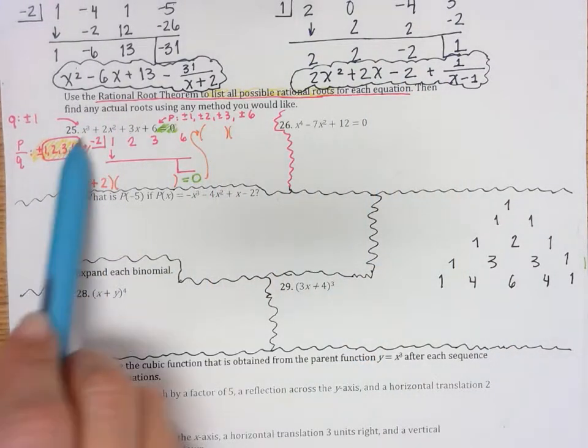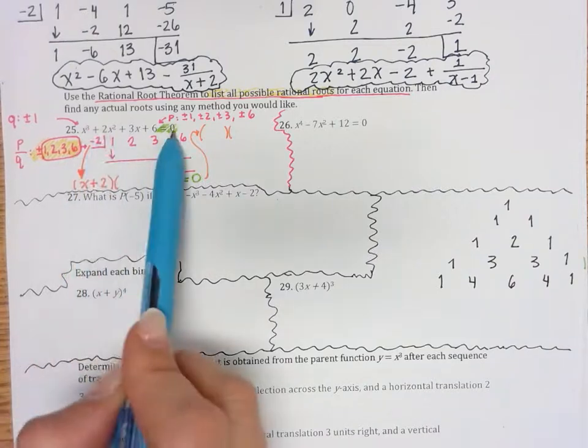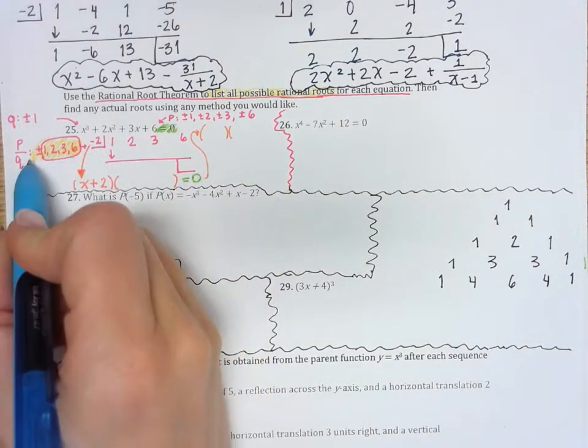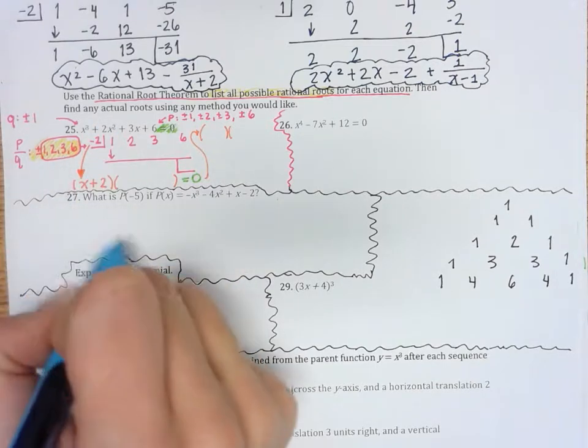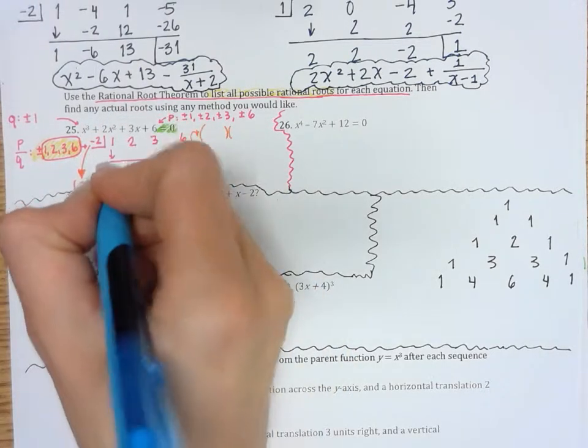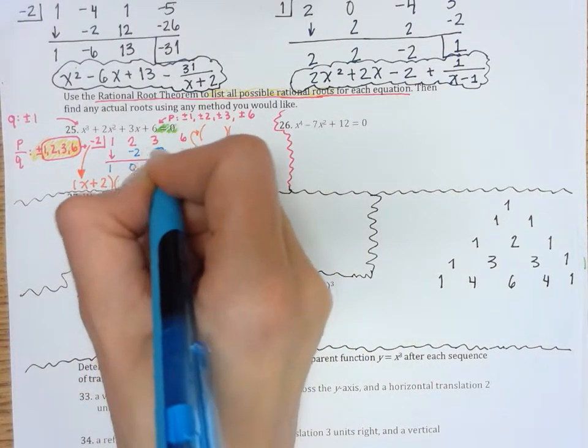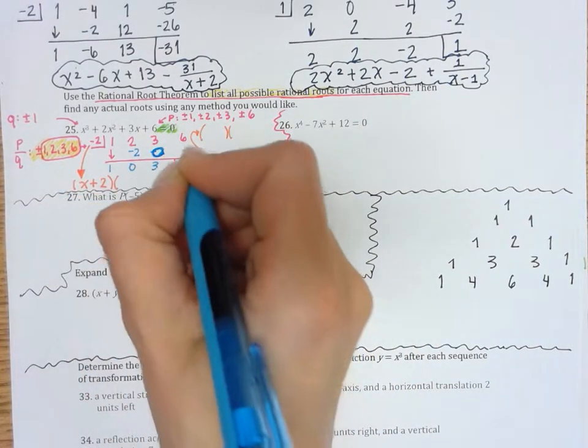Then find any actual roots using any method you would like. You really didn't have to use rational root theorem or synthetic division. You could have factored by grouping. I set it up where I already know negative 2 is going to work. 1 doesn't work. Negative 1 doesn't work. So I got it started for us. Negative 2 is going to work. We do our synthetic division. Oh, kidding. That's 0, sorry.